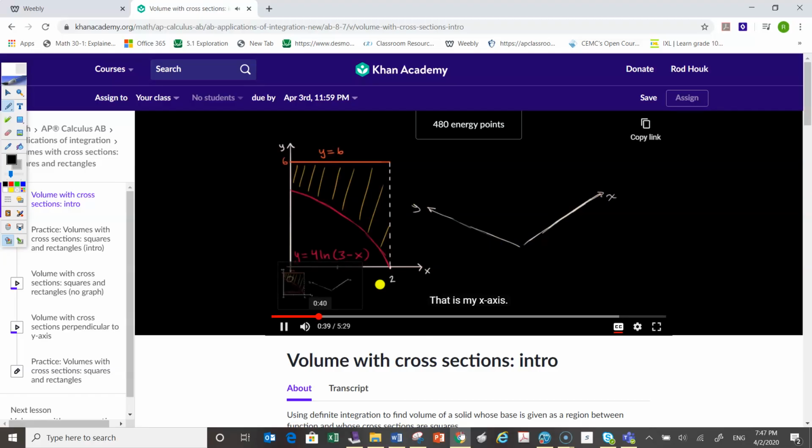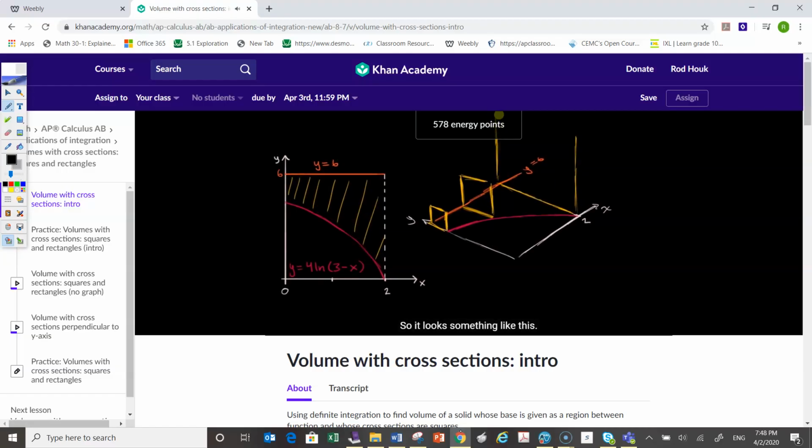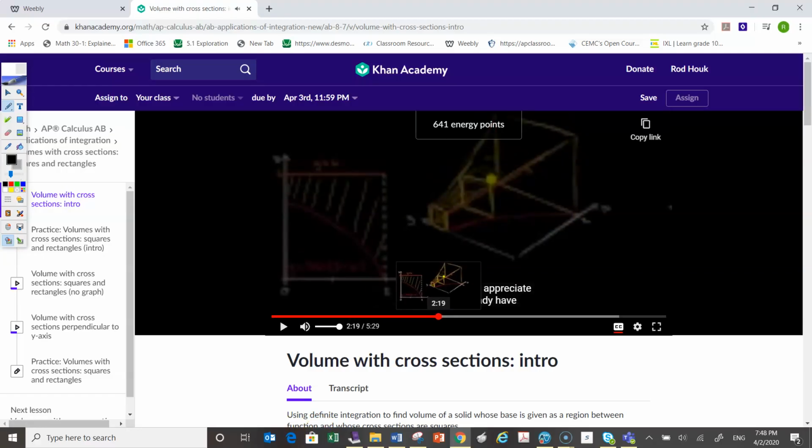Just going to speed this up a little bit. So there's the region in 3 dimensions. Okay, so that should kind of give you a visual of what the object is looking like.